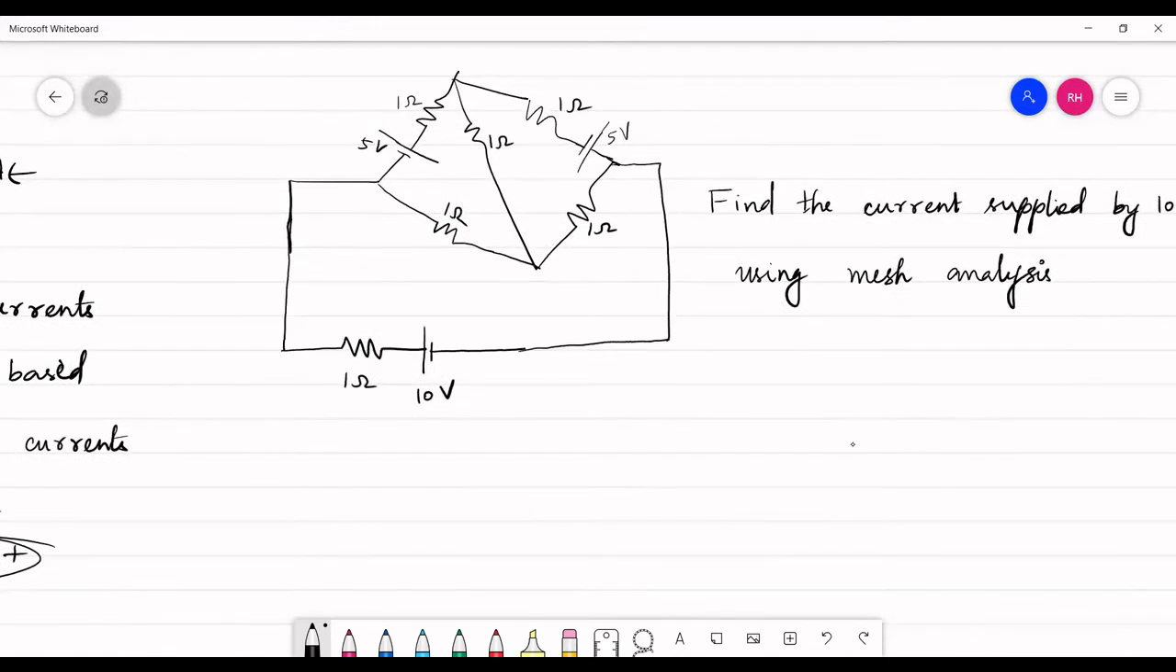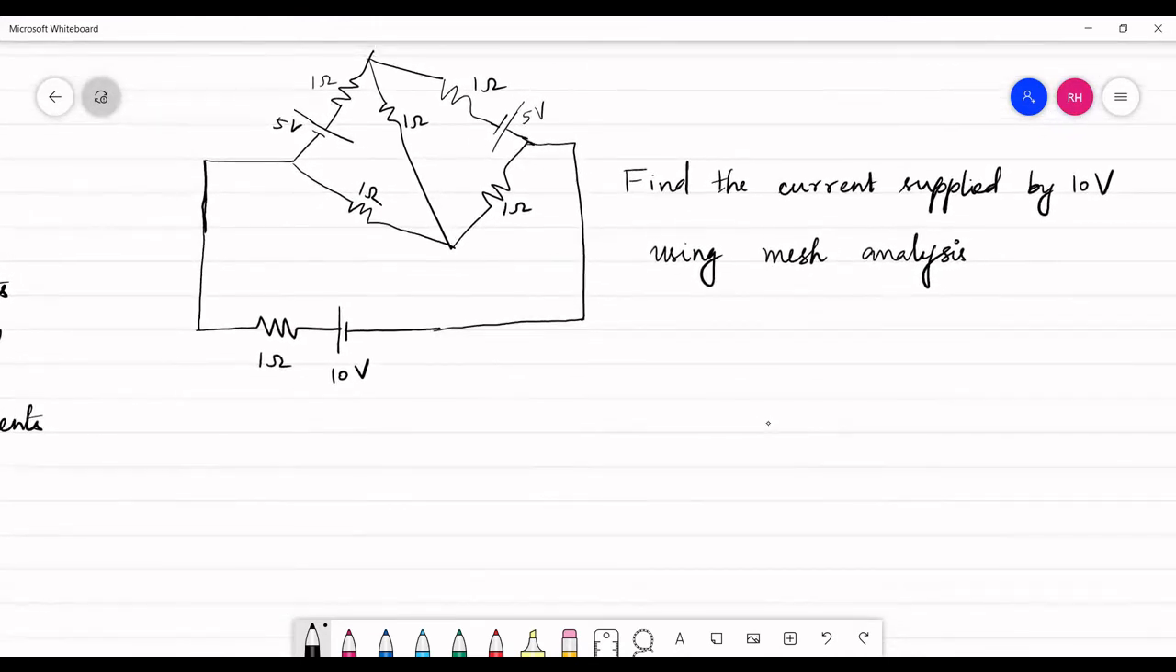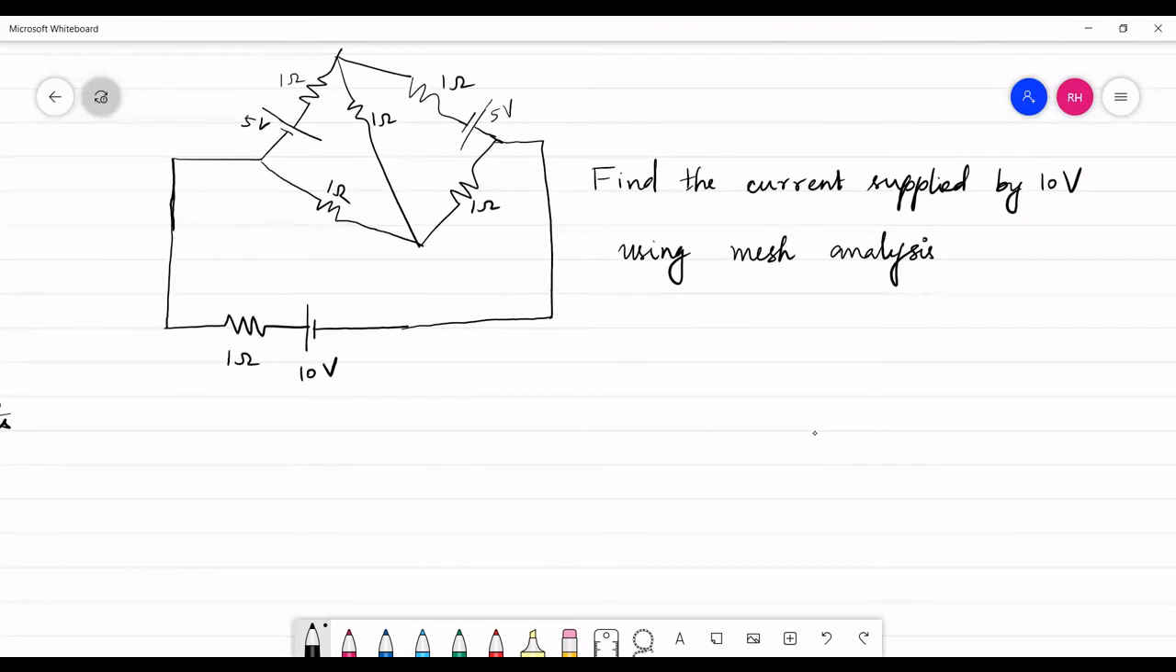So now let us solve one problem. So here in this problem, we are provided with a circuit and the statement says that we are supposed to find the value of current that is supplied by the 10 volt source. So I'm supposed to find the value of I 10 volt. Okay. So let me write, let I 10 volt be the current supplied by 10 volt.